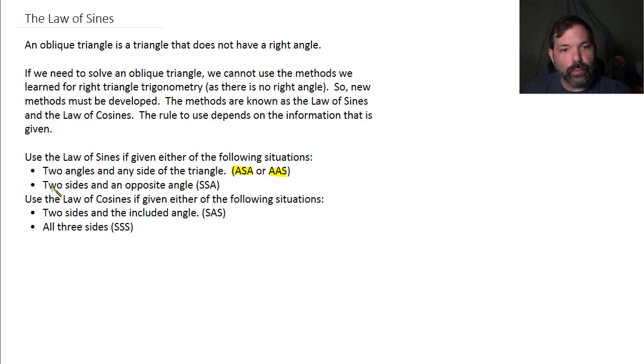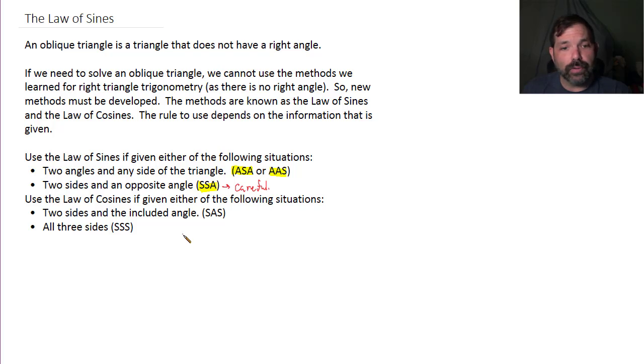The other situation is if we have two sides and an opposite angle. So if you have two sides of the triangle and an angle that's opposite either of those given sides, that's the side-side-angle case. Now, if you remember from geometry, we could not use side-side-angle to prove congruency. And the reason is it's an ambiguous case. There could possibly be more than one triangle that has certain characteristics. So we have to be careful in this situation, and we'll see why later.